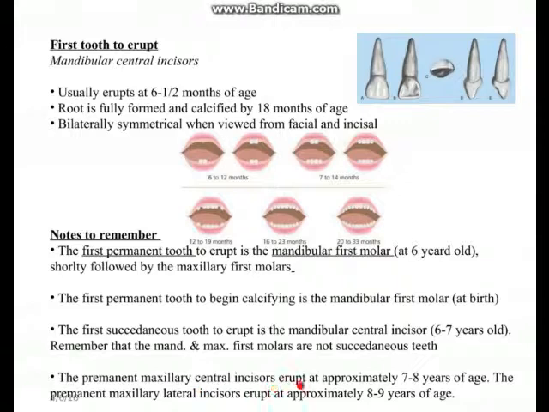The permanent maxillary central incisors erupt at approximately 7 to 8 years of age. Okay, so it's followed by the mandibular centrals. Pretty much common sense. The permanent maxillary lateral incisors erupt at approximately 8 to 9 years of age, right? Okay.